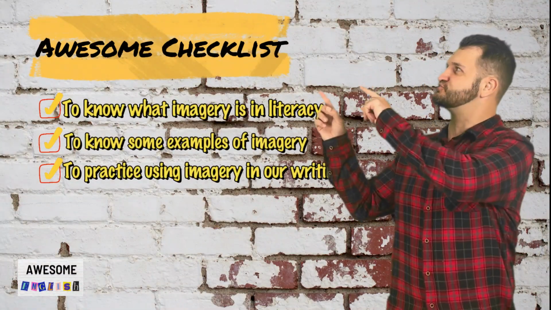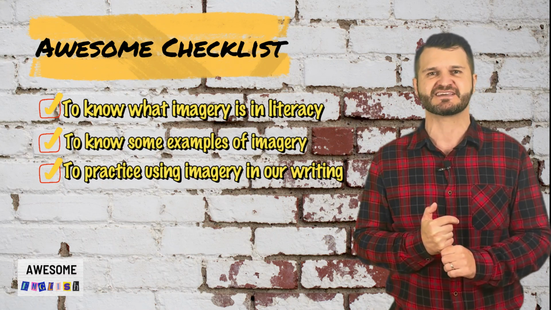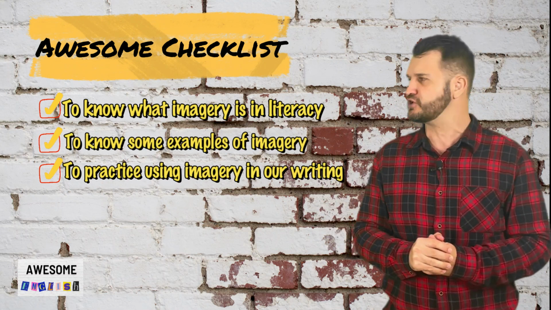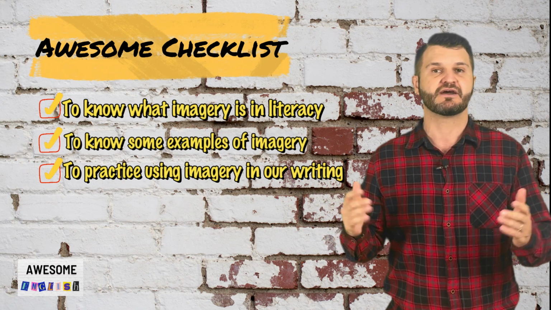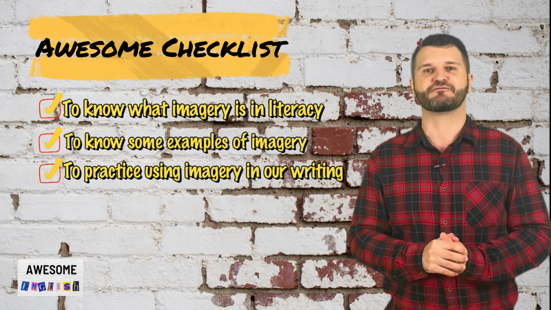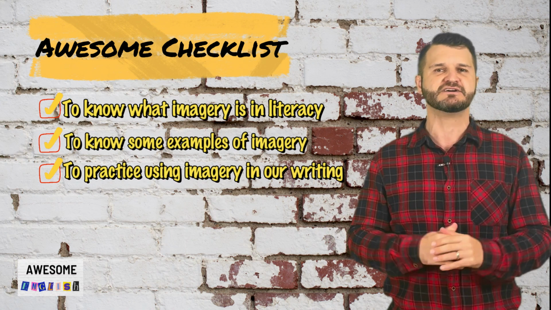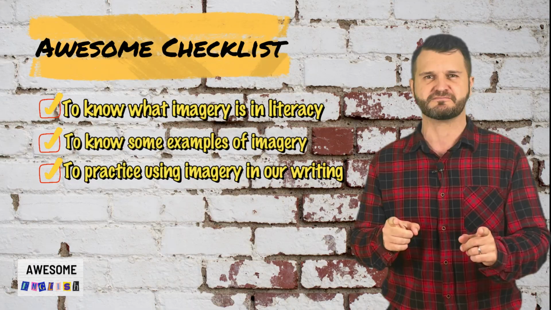Alright, this is our awesome checklist for today's lesson. It's our roadmap to success. So our first objective is to know what is imagery. Then to know some examples of imagery. And the final one is to practice using imagery in our writing to make it awesome.